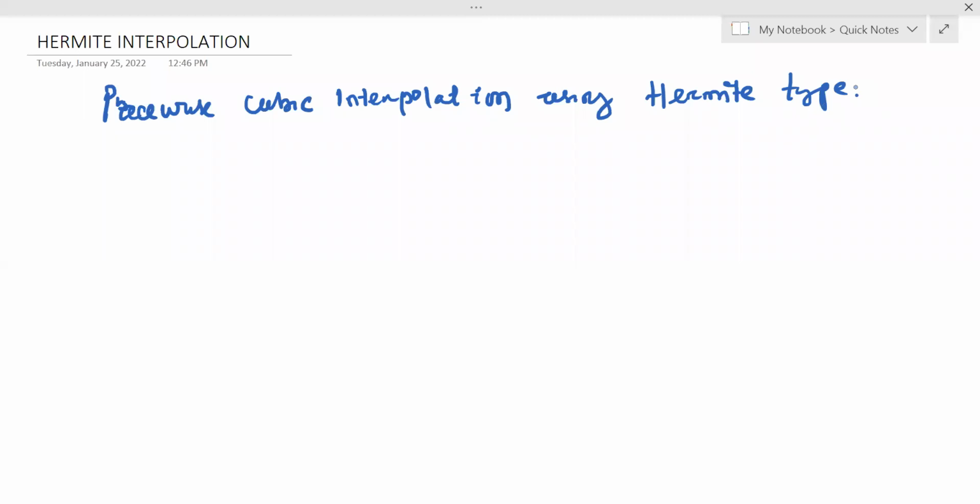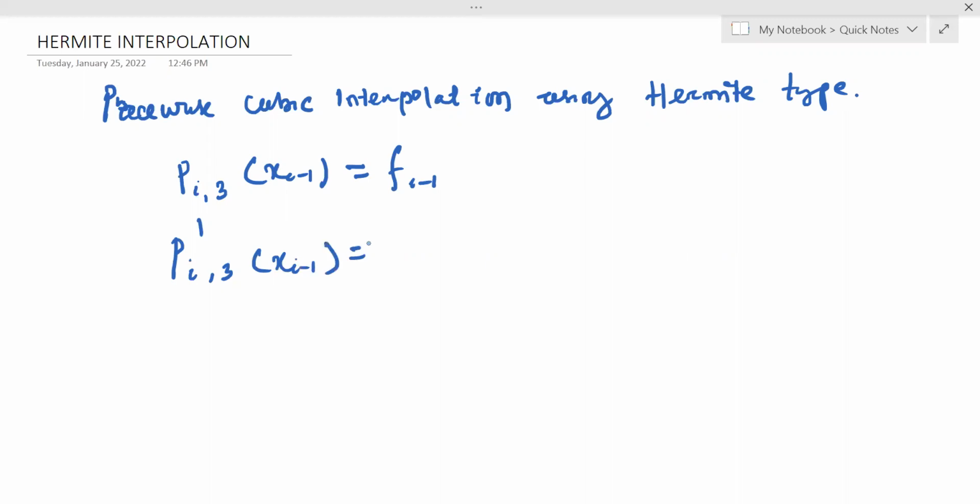First of all, we already discussed some points. Let us consider the following Hermite conditions. One is p_i3 of x_{i-1}, which is equal to f_{i-1}, and p_i3 dash of x_{i-1}, which is equal to f dash i minus 1.